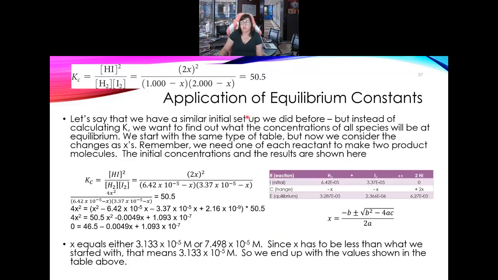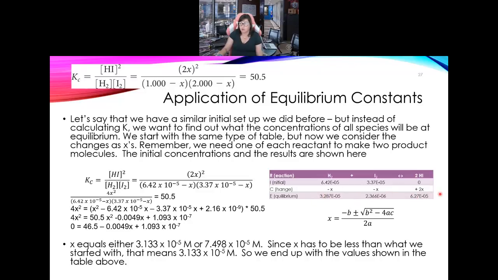Let's say we have a similar initial setup to what we did before. H2 plus I2 going to 2HI. Instead of calculating K, I want to find out what the concentrations of all species will be at equilibrium. So I start with the same type of table, but now I have a K value. I know what that K is. And we consider our changes just as we did before as x's, but I don't get this value here, or this value here, or this value here.